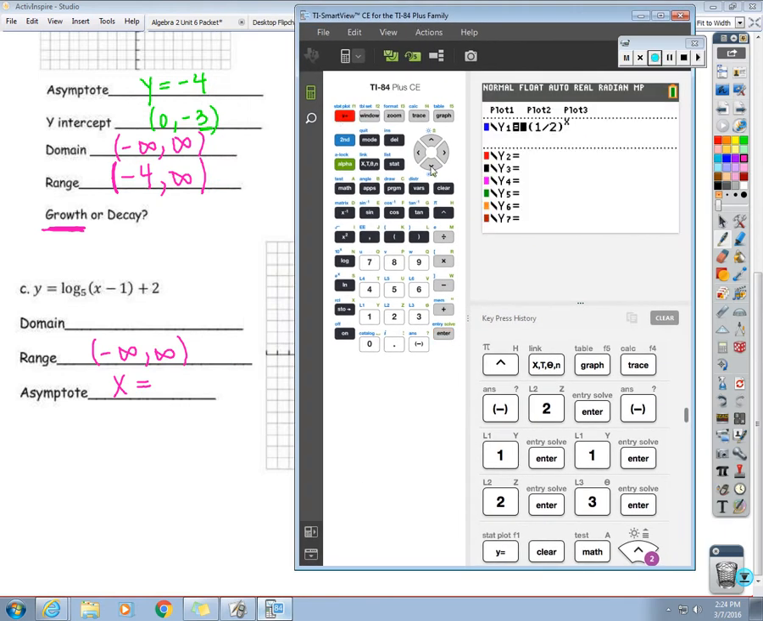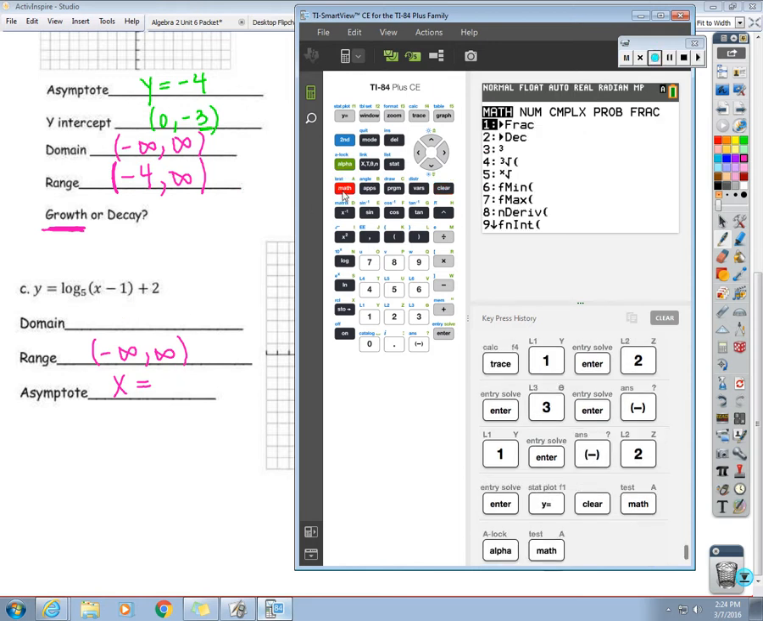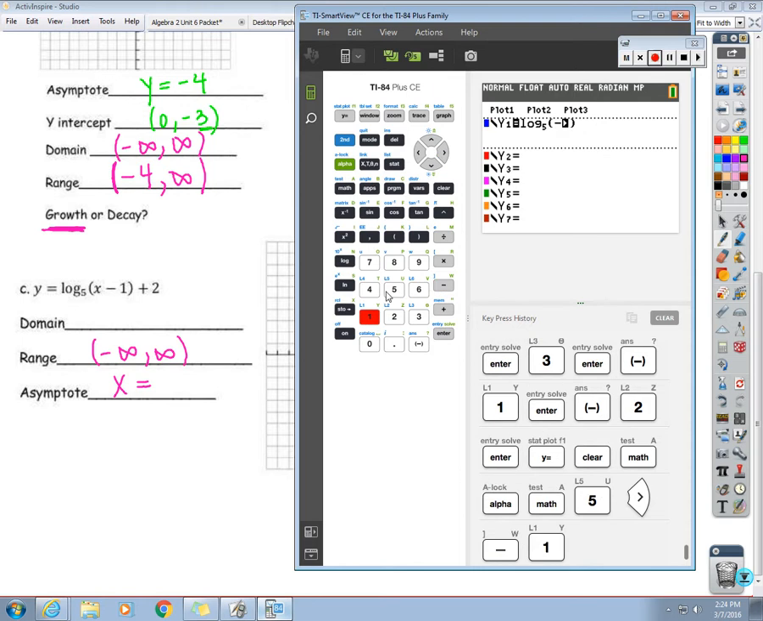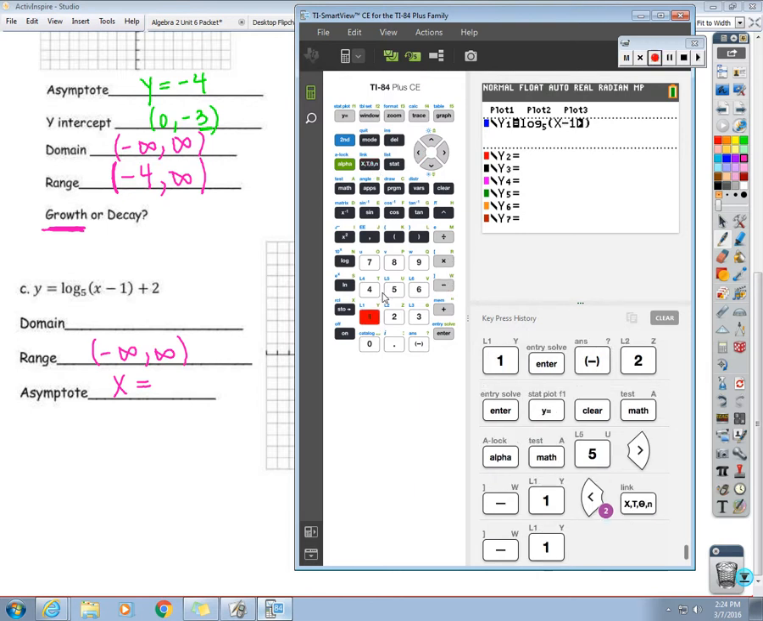Okay, so y equals, how do I type in log base 5? Math, alpha math. Or just go down until you get to a. And then base 5 of x minus 1. Oops, I forgot the x. No, because that button is a log base 10, and ours was log base 5, so that's why we had to go in to change the base. And then plus 2.